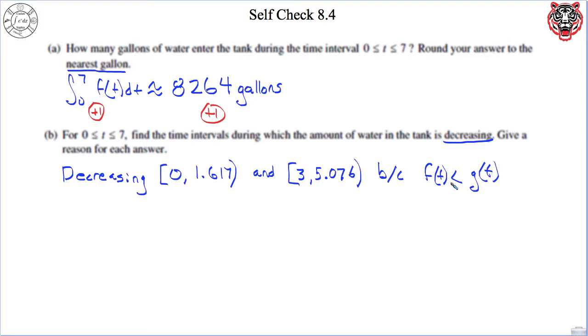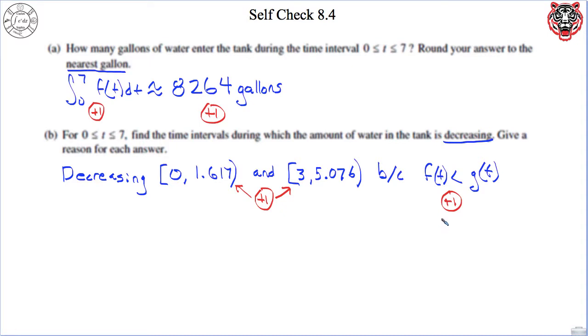Or vice versa, the g of t is greater than the f of t. So that's the perfect reason. Nice, short, concise. So how to score this thing? 2 points. If you have both these intervals correct, give yourself +1. And if you have the reason, give yourself another +1.